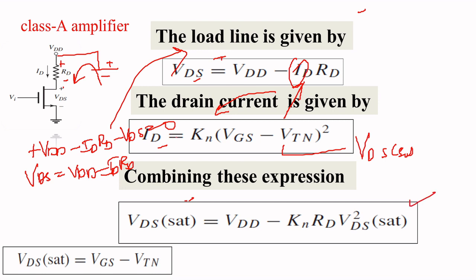When you substitute this ID here, the equation is rewritten like this. You can understand clearly: I explained VDD minus IDRD. In the ID, you have Kn (VGS minus VTN) whole square. VGS minus VTN is nothing but your VDS saturation. Here you have a square, so it was written as V squared DS saturation. In that case, this formula was updated.